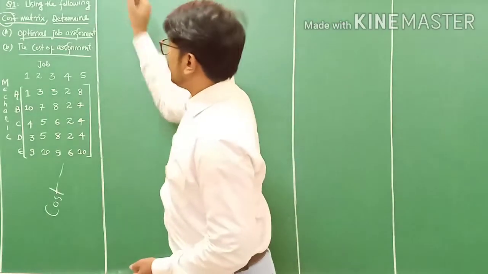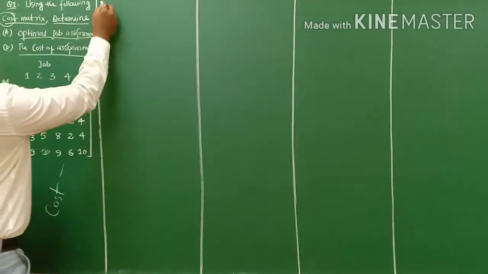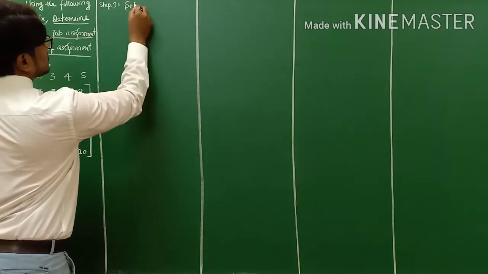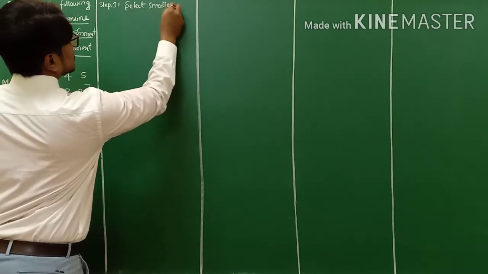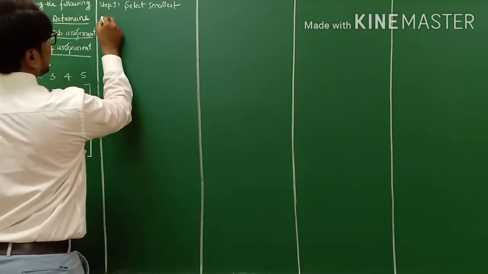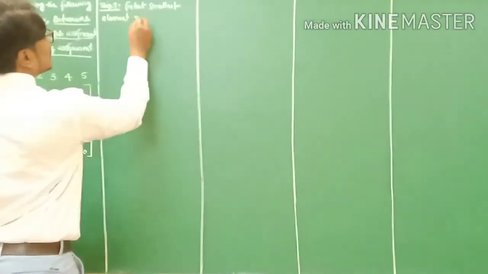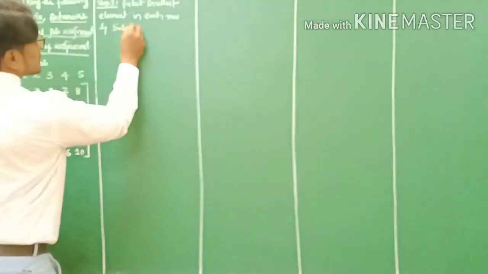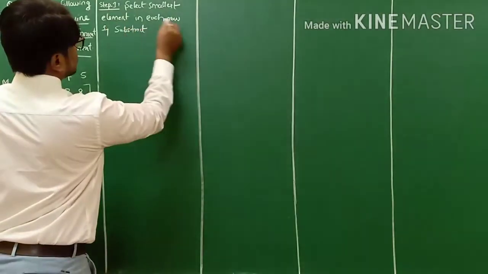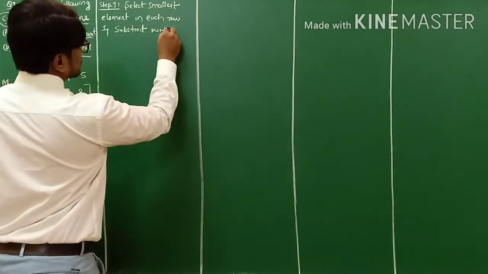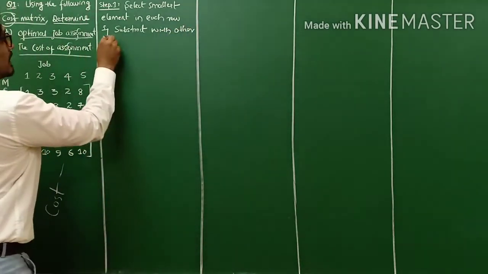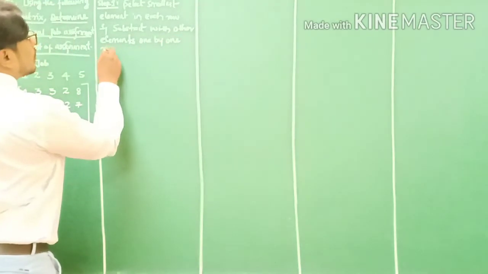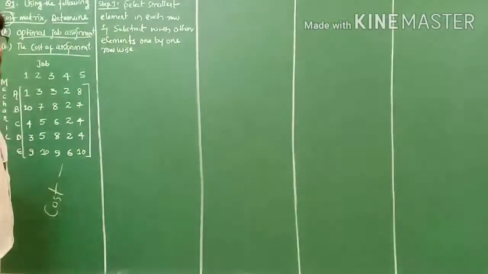So the first step I move forward is step number one. What is this step number one? Step number one is very simple. Select the smallest element in each row and subtract it from the other elements, one by one, row wise. This is step number one.